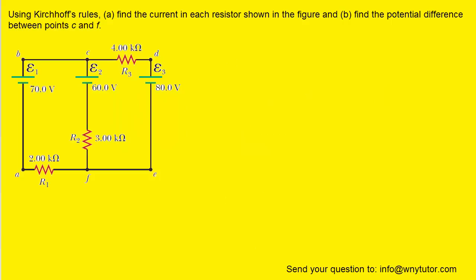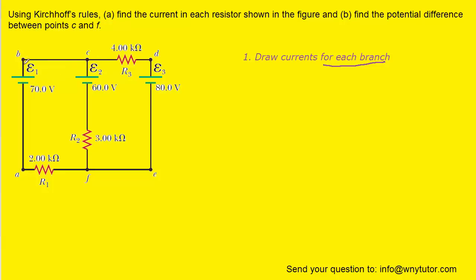If you haven't done so yet, please pause the video and try to answer the question on your own before listening on. Our first step in solving this question is to draw in the currents. And when we draw in those currents, we have to make sure that we do it for each branch of the circuit. So let's take a look at how we could do that.